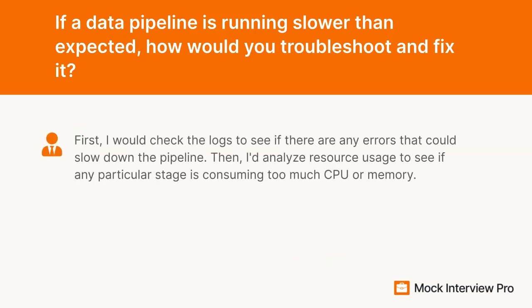First, I would check the logs to see if there are any errors that could slow down the pipeline. Then I'd analyze resource usage to see if any particular stage is consuming too much CPU or memory.